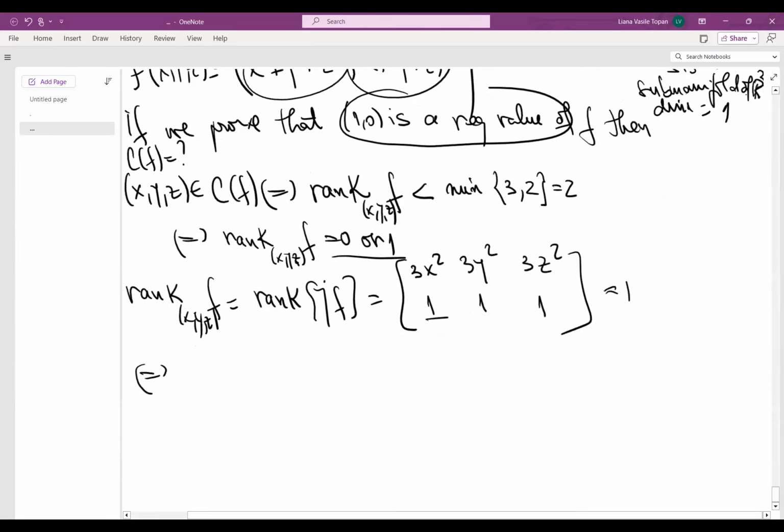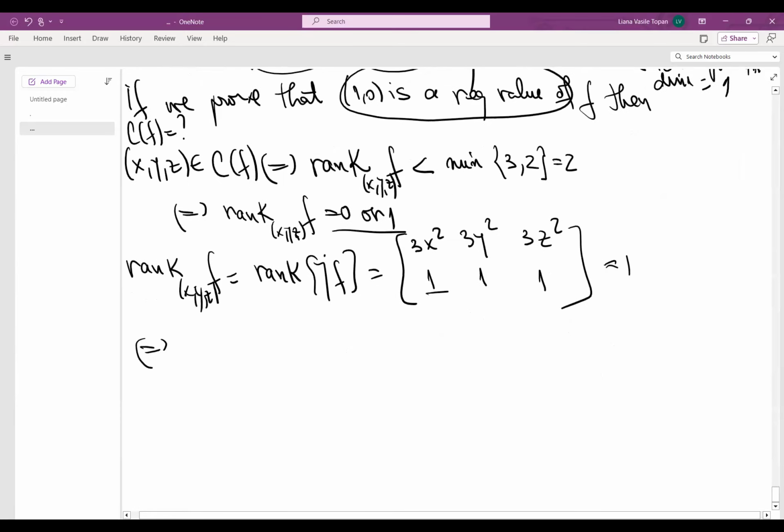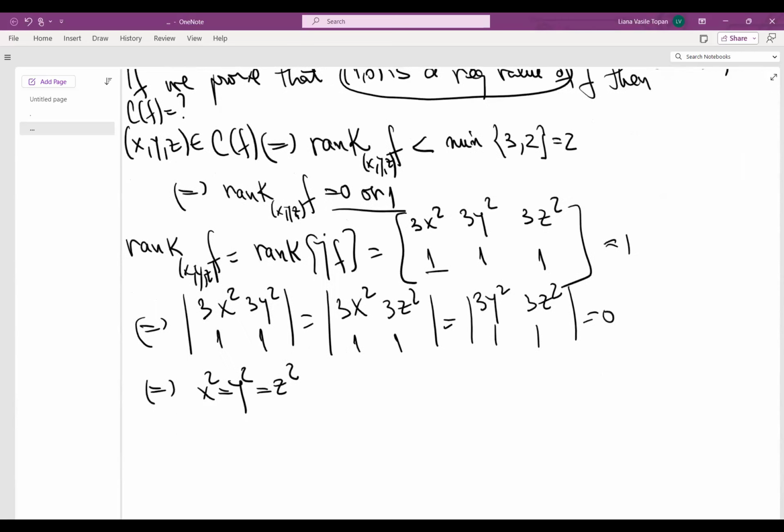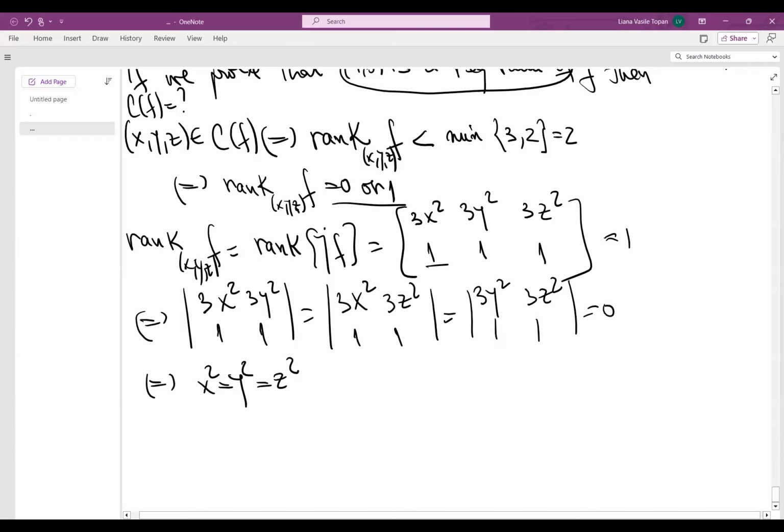And this is equivalent to what? All determinants of order 2 are 0, right? The rank of a matrix. So this says something like this: this determinant equals this one, equals this one, and equals 0. So the first determinant is x squared minus y squared. So x squared must be equal to y squared, and this must be equal to z squared. So x is plus minus y, plus minus z, and y is plus minus z as well, right? So these are the critical points.